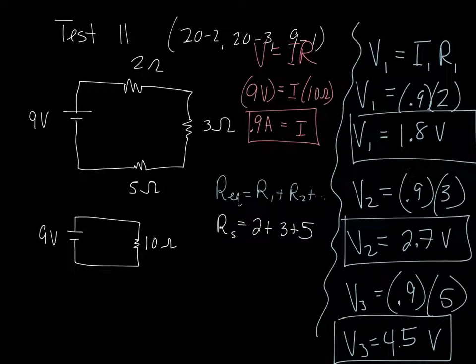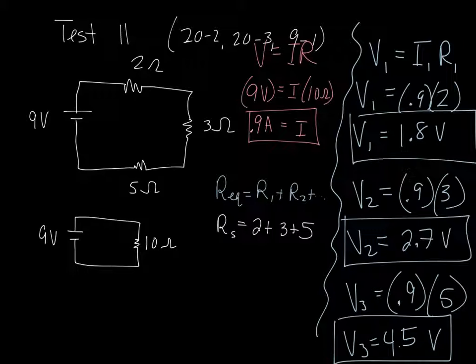They add up to 9. Why do they add up to 9? Yeah, the voltage of the entire battery is 9 volts. Well, voltage in series is the sum of each voltage drop, totaling the voltage provided. Look, the first resistor uses 1.8 volts. The second resistor uses 2.7 volts. The third resistor uses 4.5 volts. Altogether, they use up 9 volts.